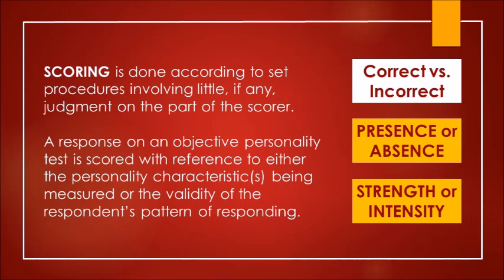Similar to tests of intelligence or cognitive abilities, which are scored depending on whether they answered an item correctly or incorrectly, the same applies to objective personality assessment methods. So, if an item is answered a specific way, it can indicate the presence of that personality trait that is being measured. Or if it is answered the opposite way, it may indicate an absence of that personality trait that's being measured. A response on an objective personality test is scored with reference to either the personality characteristic being measured or the validity of the respondent's pattern of responding, as is the case with the validity scales.